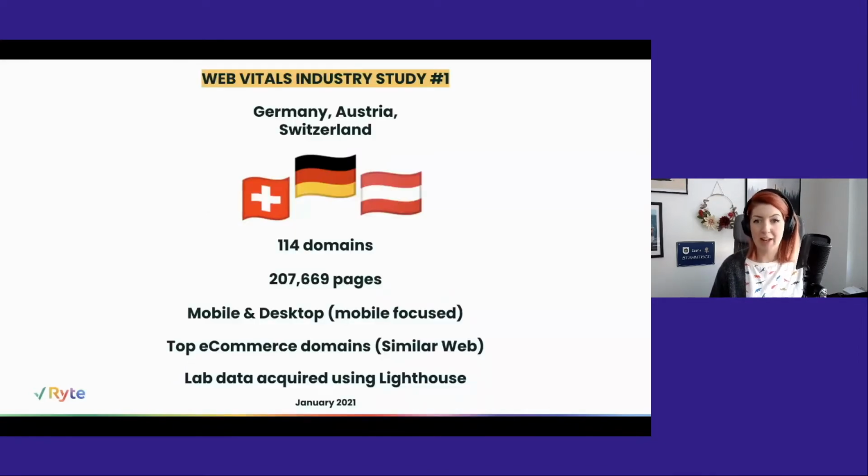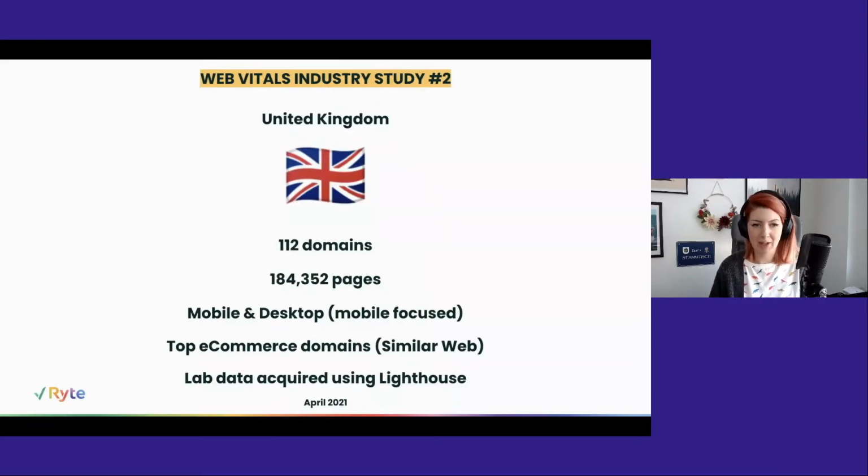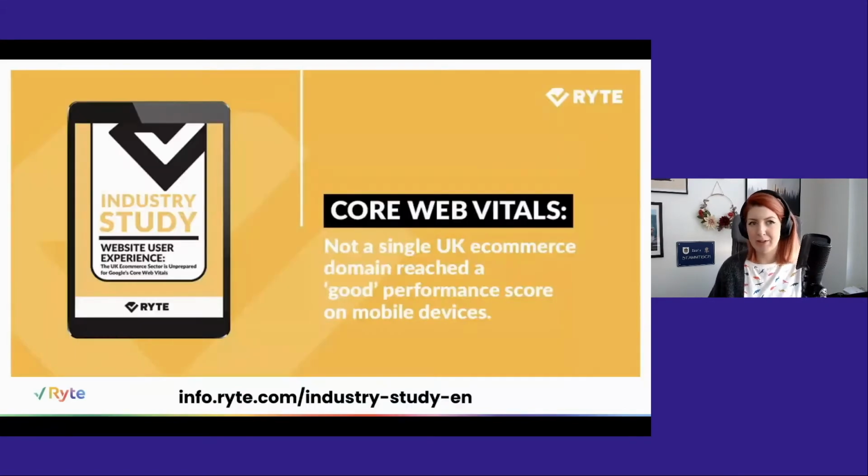In my first study that I carried out at the beginning of this year, with a focus on Germany, Austria, and Switzerland, with a focus again on e-commerce, just to really narrow it down, I analyzed 114 of DACH's top e-commerce websites. And next, I also did the same in the UK. So the top 112 e-commerce websites there, and ran a sample crawl. You can find all of the detailed results in our Core Web Vital study that I did together with our data science team. And again, the results were pretty shocking.